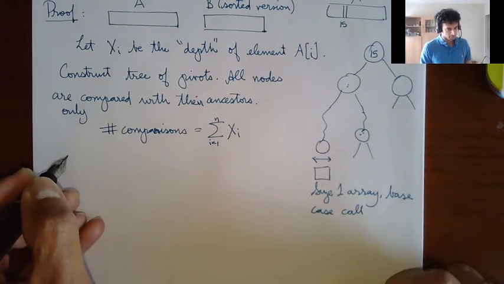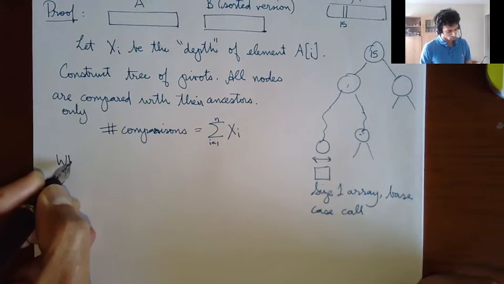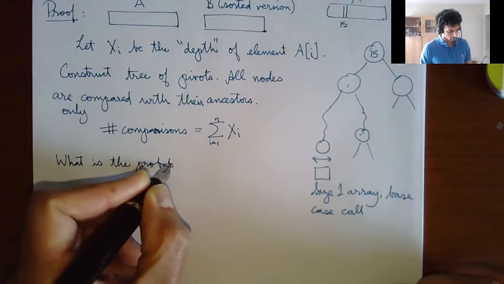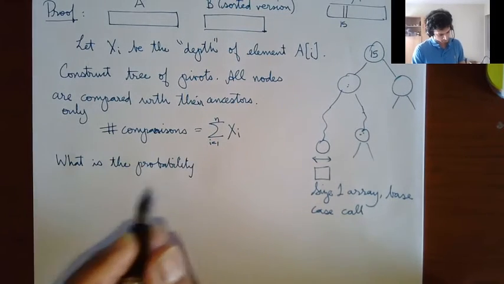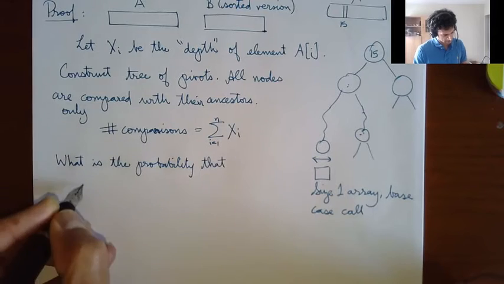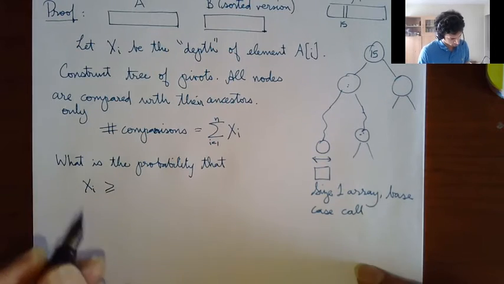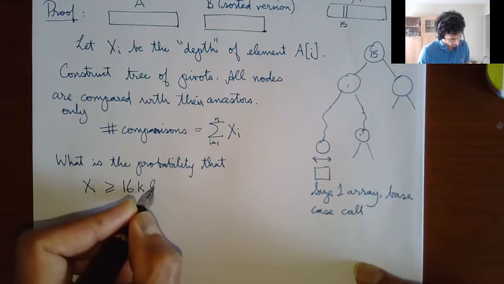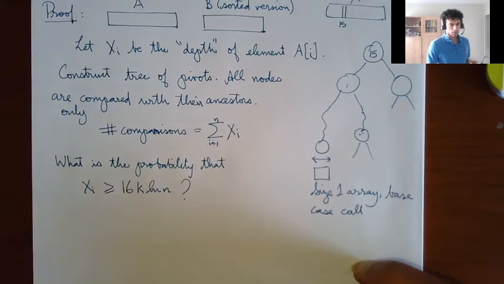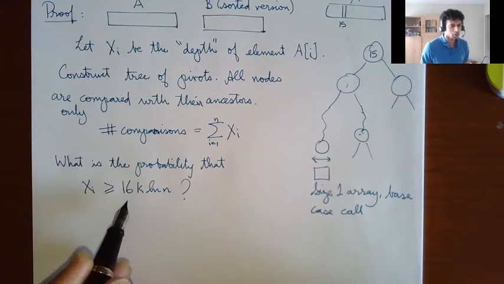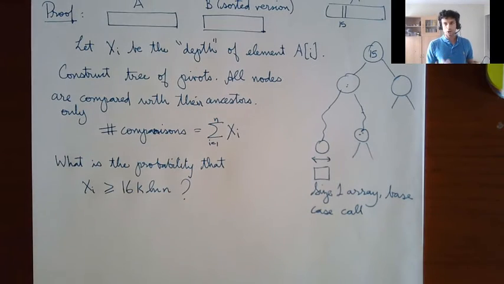Okay? All right. So now let's look at the following question. What is the probability that xi is greater than or equal to 16k natural log of n? Let's just try to understand what is the probability that some node is going to have a depth much larger than essentially some constant times log n. Again, I'm not optimizing the constant, just to demonstrate the proof techniques for you.